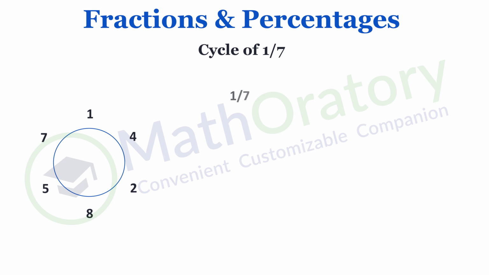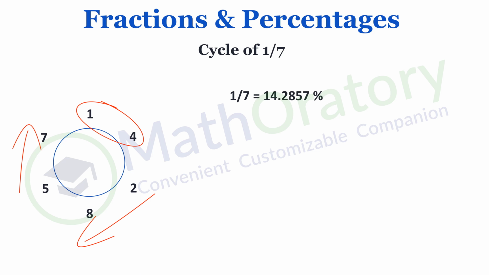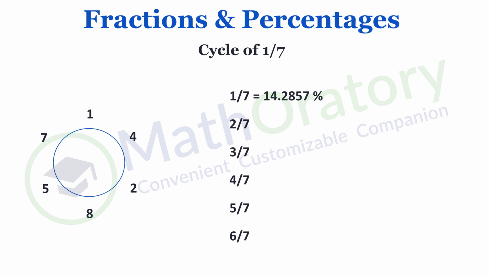1 by 7 starts with the lowest value, so that is 14, right? So 14.2857%. That is 1 by 7. The rest of it can be easily figured out from the cycle. 2 by 7 should be 2 times 1/7. So what you do is just multiply 14 into 2. You get 28 and start with 28 in the cycle.